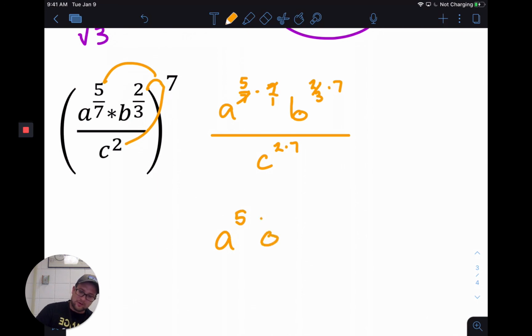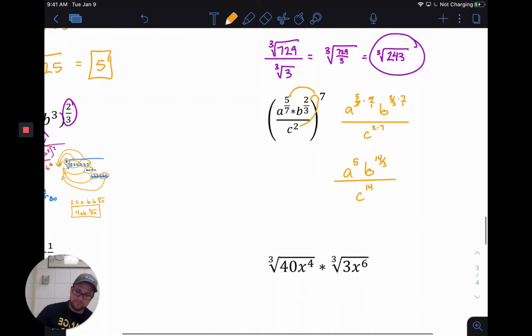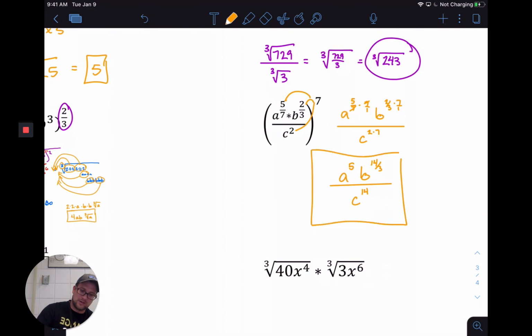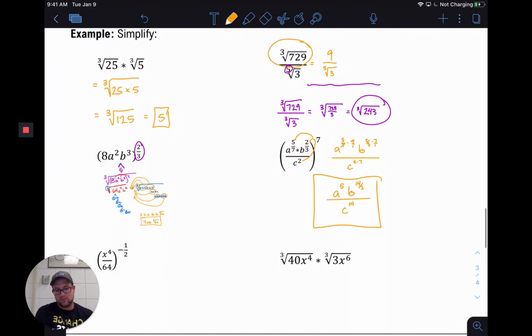For my b term, I would have b to the 14 over 3. And finally, I would end up with c to the 14th. And we're done, right? Because none of those have the same powers. Let's leave it right there.